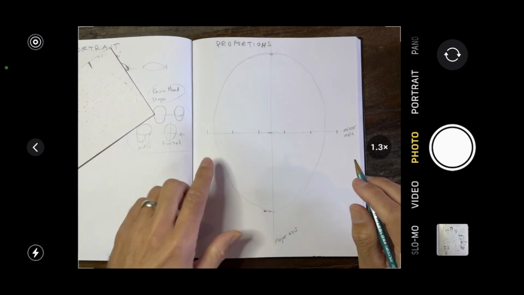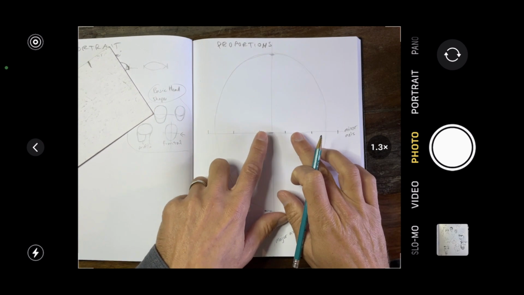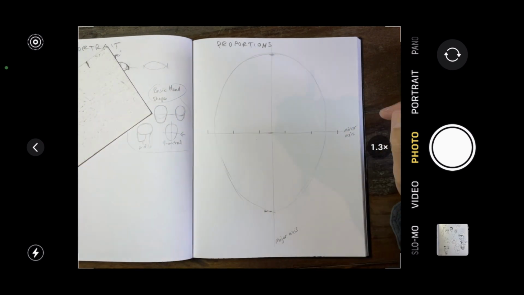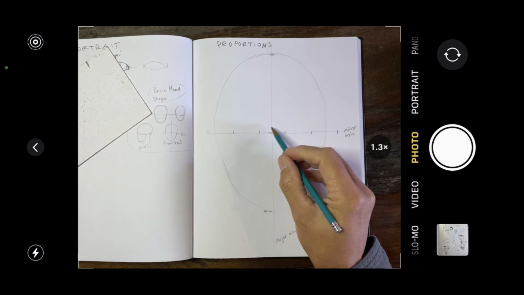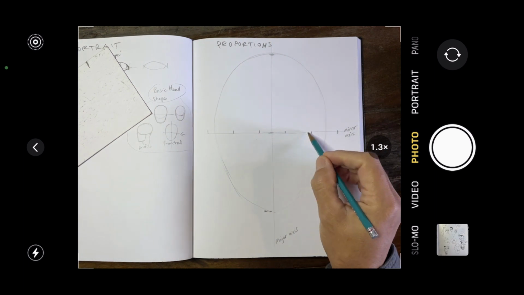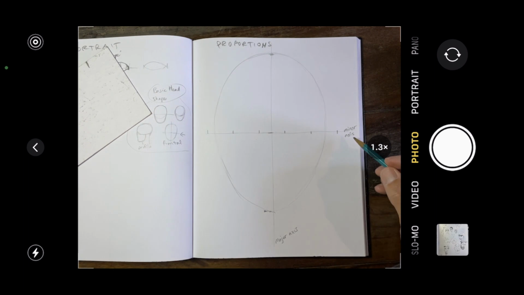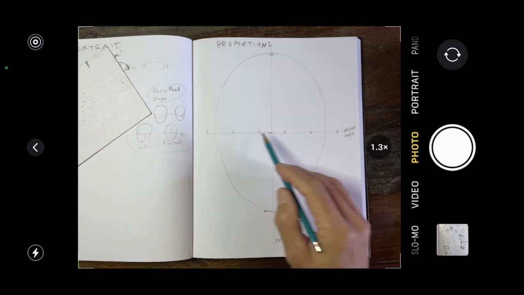All right, and what we've made is 5 spaces, right? 5 zones, 2, 3, 4, 5. Right? One eye in the middle, the 2 eyes, and then out to the ears or beyond. Okay, so we got 5 eyes across.